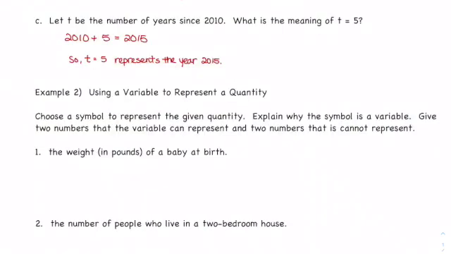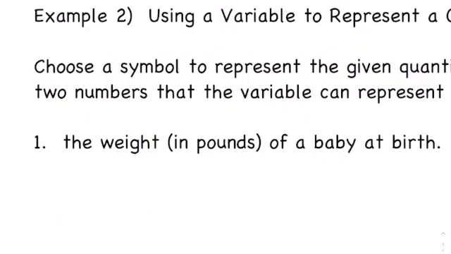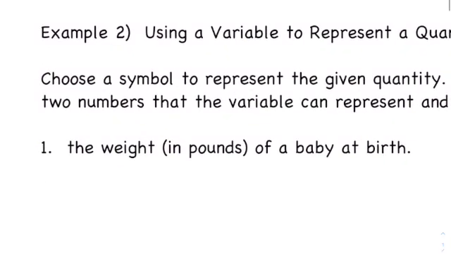Example 2, using a variable to represent a quantity. Use a symbol to represent a given quantity. Explain why the symbol is a variable. Give 2 numbers that the variable can represent and 2 numbers that cannot be represented. So the first question says the weight in pounds of a baby at birth. You're going to pick a letter. I don't care which letter you want. You can use X, you can use W. So I'm going to use W.